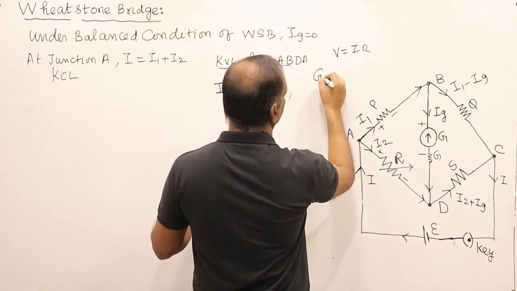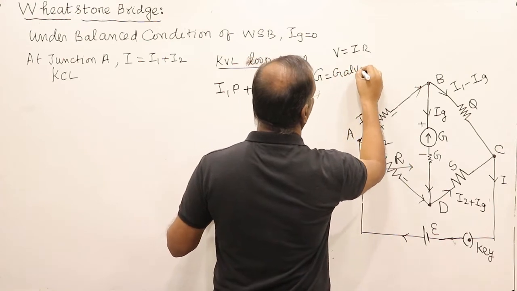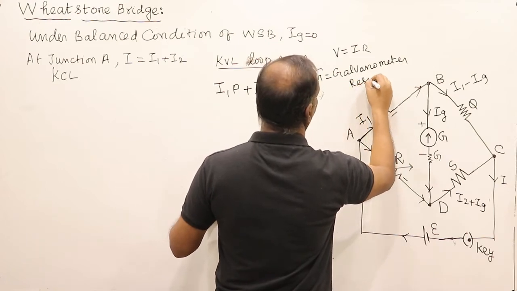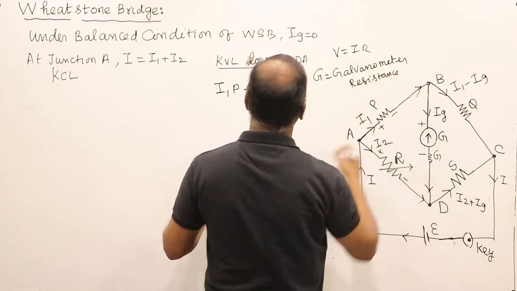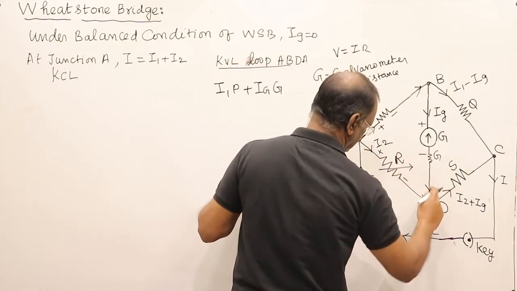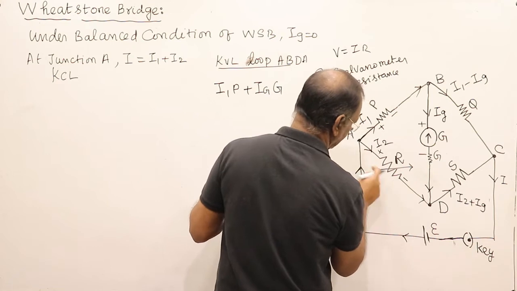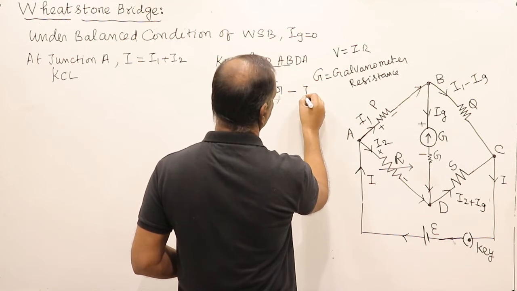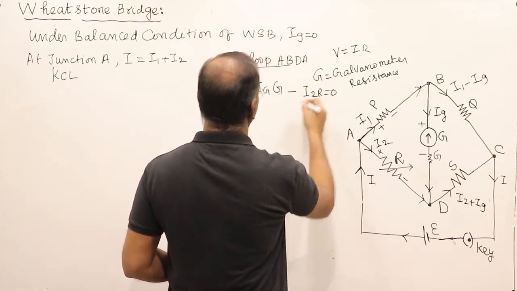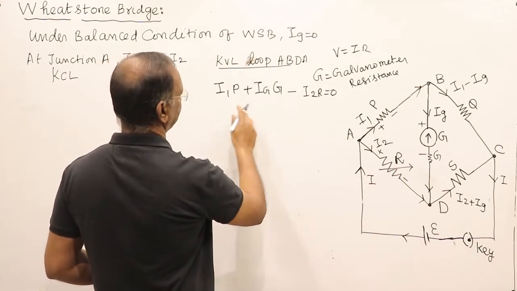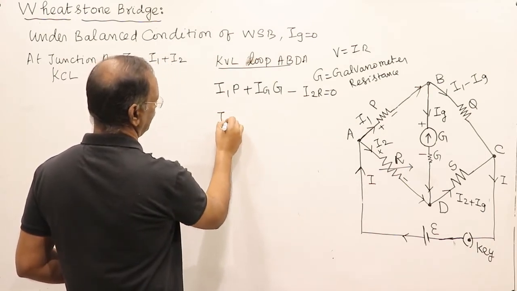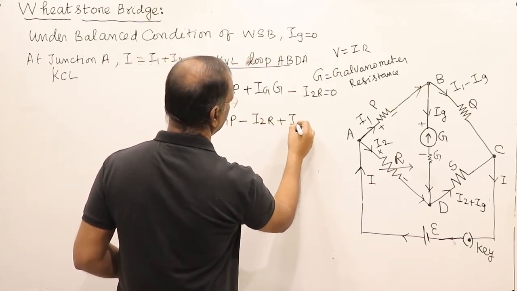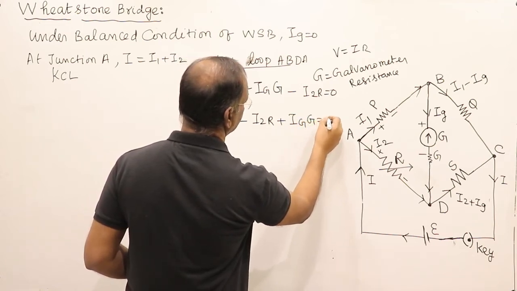G is equal to galvanometer resistance. Then we are coming this way and this way. Again we are going this way. This will be negative voltage because we are going from negative to positive, so minus I2 into R is equal to 0. Or we can say I1P minus I2R plus Ig into galvanometer resistance is equal to 0.